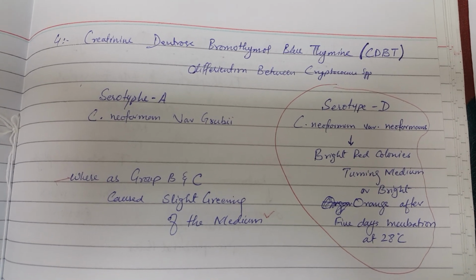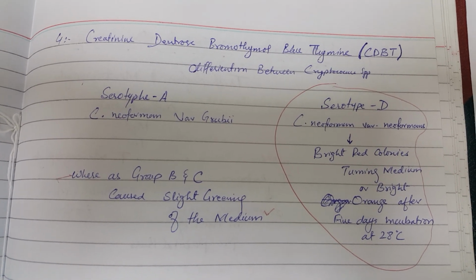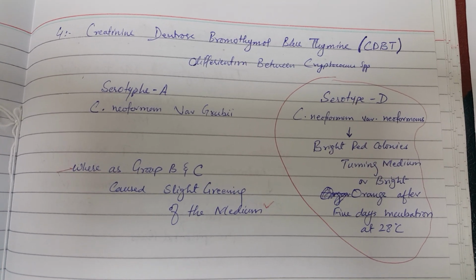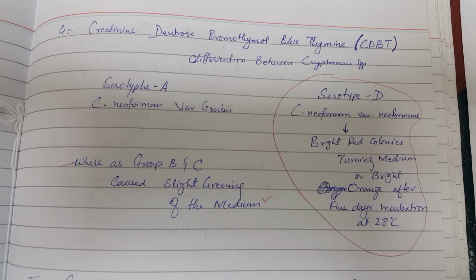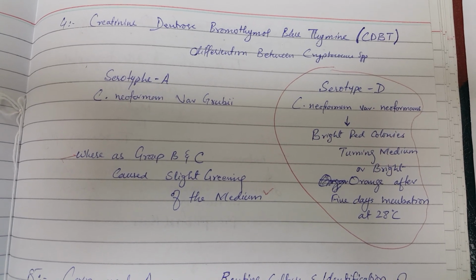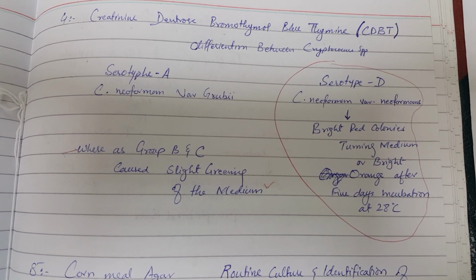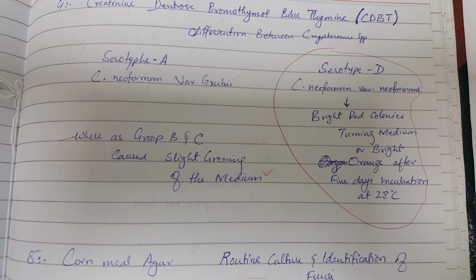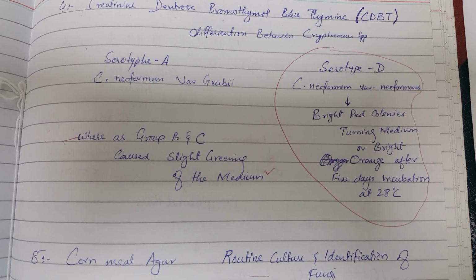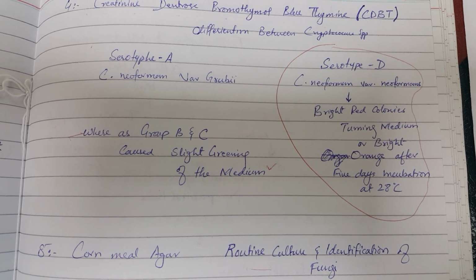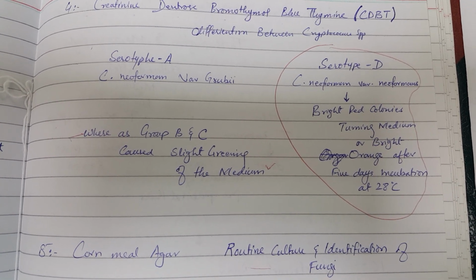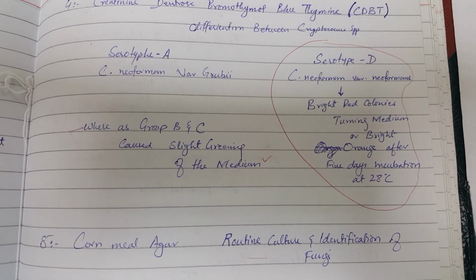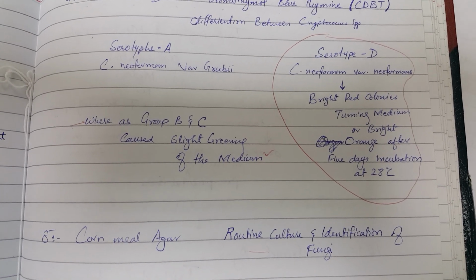Creatinine dextrose bromothymol blue agar is basically used for differentiation between the Cryptococcus species. Serotype D, which is Cryptococcus neoformans, produces a bright red colony, turning the medium bright orange after 5 days of incubation at 28 degrees centigrade, while serotype A, Cryptococcus neoformans var. grubii, produces no change, whereas groups B and C cause slight greening of the medium.